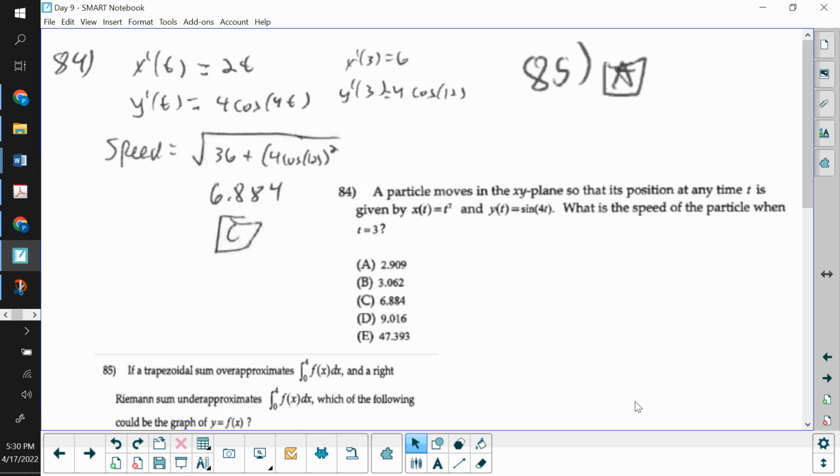Speed, you take your derivative of your x and y components, sub in the value you want, and take the square root. So we subbed in our 3 for t after we took the derivative of each part, took the square root, and ended up with choice C.